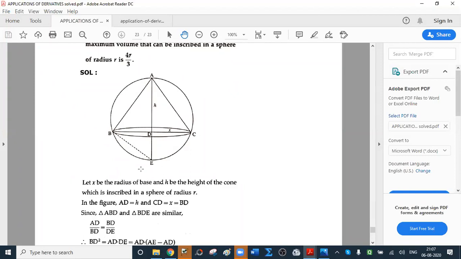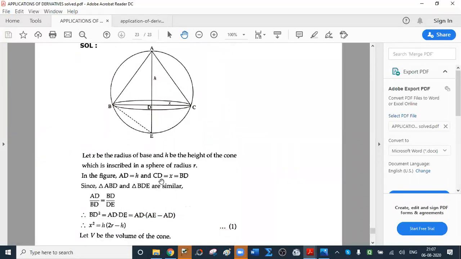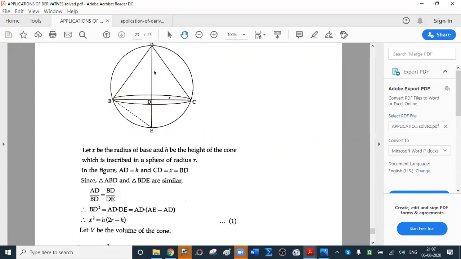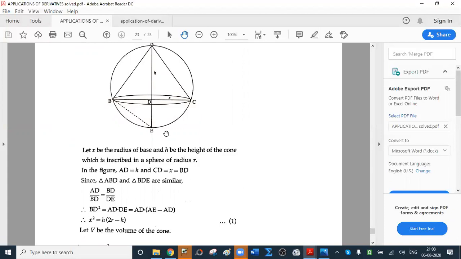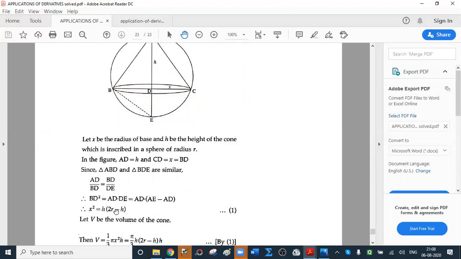So AD upon BD is BD upon DE. If you cross multiply, BD square is AD into DE. But what is DE? DE is nothing but AE minus AD. Now note that AD is the height of the cone. What is AE? This is the diameter of the sphere. As the radius of the sphere is r, the diameter is 2r. And AD again is h. So x square is h into (2r minus h).